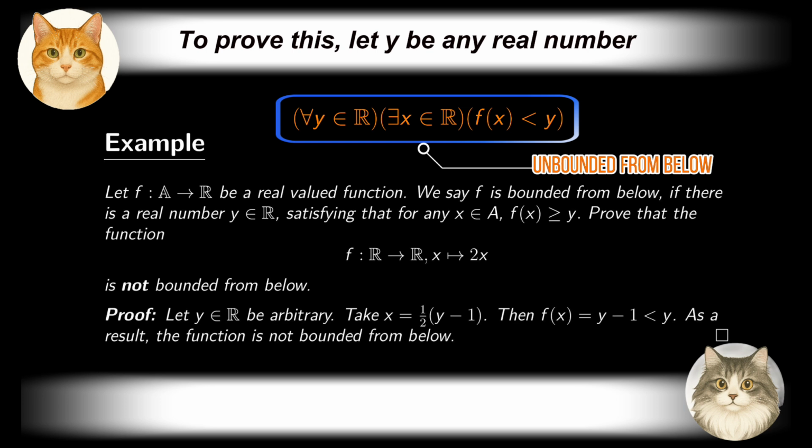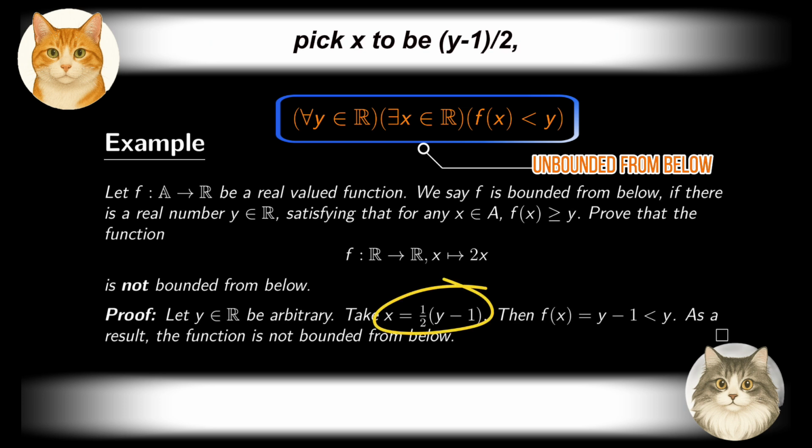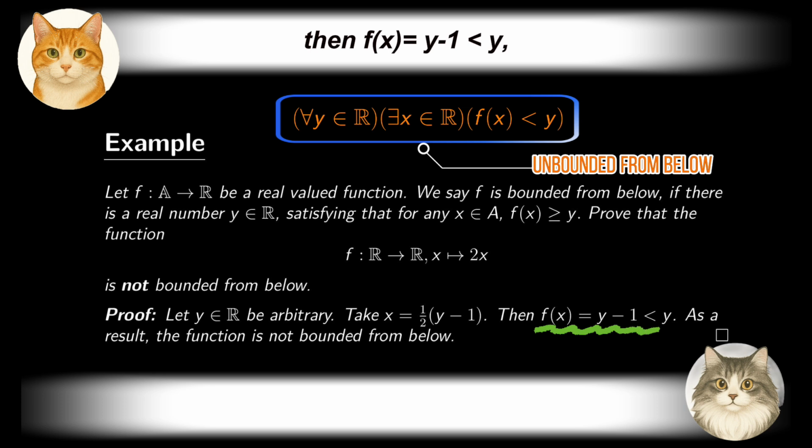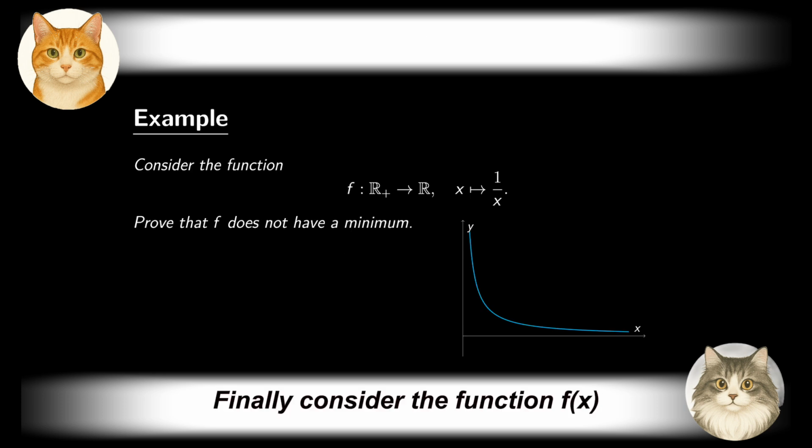To prove this, let y be any real number. Pick x to be 1/2 of y minus 1. Then f(x) equals y minus 1, which is less than y. So we are done. Finally, consider the function f(x) given by 1 over x defined on R+.